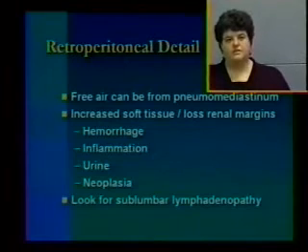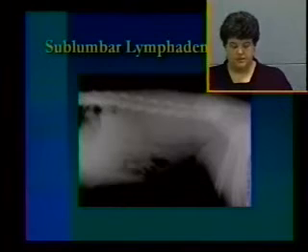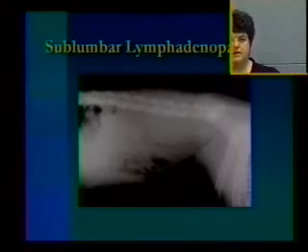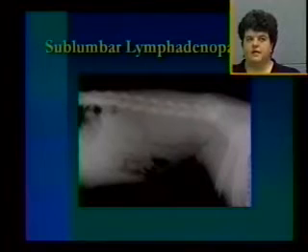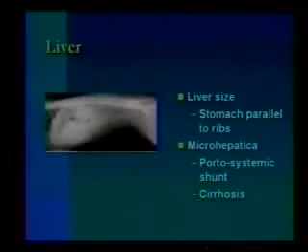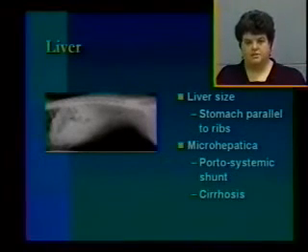The other thing you have to remember to do is to look for sublumbar lymphadenopathy. So just to remind you, the retroperitoneal space is everything under the lumbar spine. And you can see that this animal has increased opacity in his sublumbar musculature, and an increased opacity in his sublumbar region, especially caudally, and these are actually very enlarged lymph nodes in a dog with lymphoma. We're going to move on, now that we've talked about the general abnormalities, to talk about the specific organs.